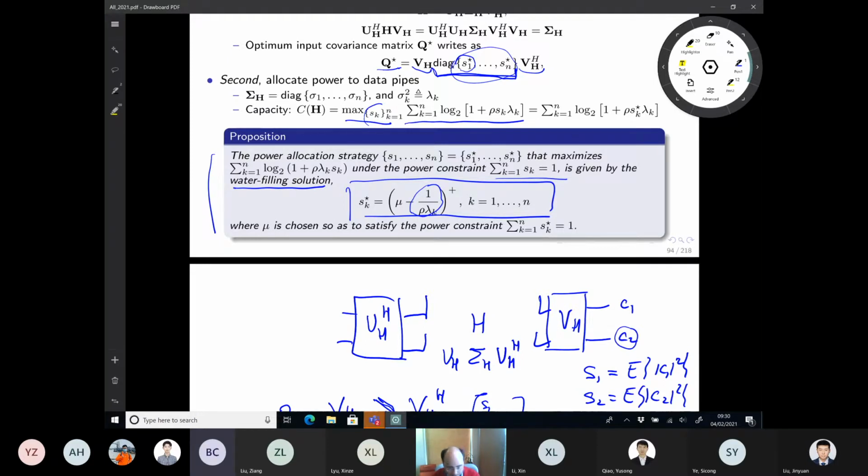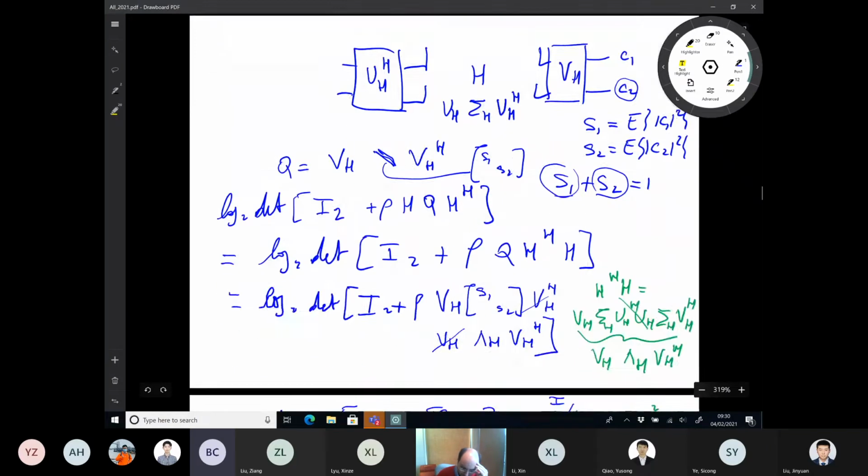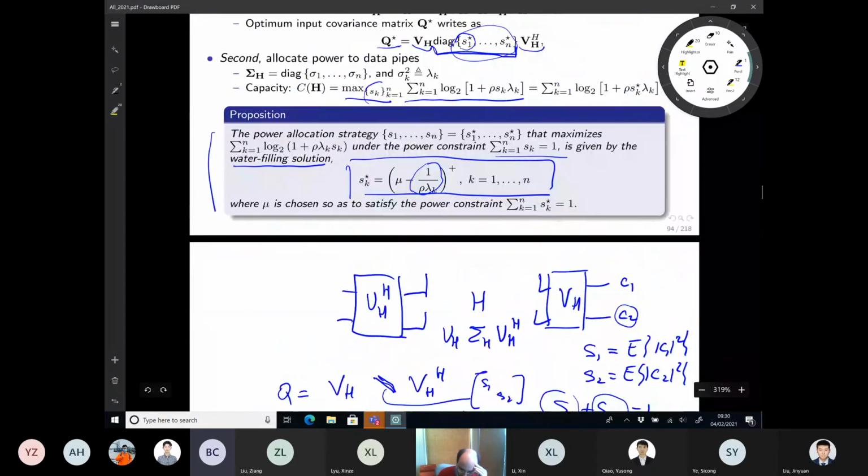That's what it says. Mathematically, you have a plus here that says that if this term is negative, you actually do not allocate any power. The x plus is essentially the max between x and 0, right? So if your x is negative, you just put 0. So either you allocate a positive power, obviously, or you allocate 0 power. That's what it says.